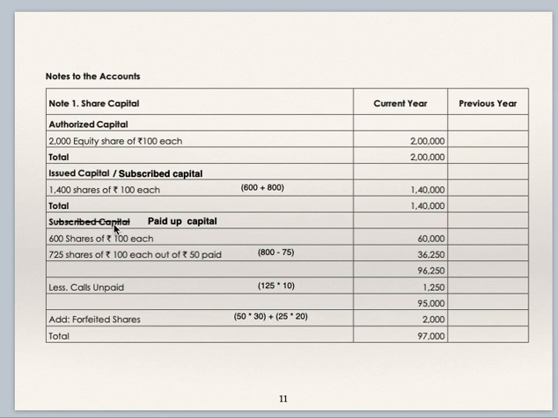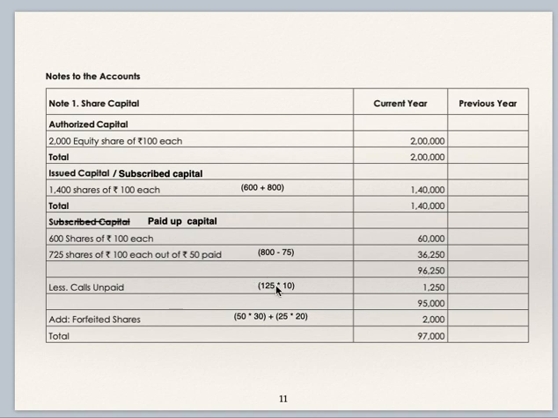Now here they have given this as subscribed capital, but it is not correct. Subscribed and issued is same, but this is paid up capital. 600 shares of 100 each, 60,000, which is issued to Z Limited for purchase of machinery. 725 shares of 100 each, 50 paid. Why 725? Out of 800 shares, 75 shares they have forfeited. So 800 minus 75, 725 shares they have. Out of that only 50 is called. 36,250. Total of this is 96,250.